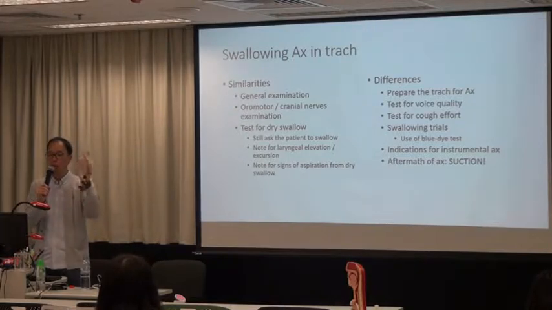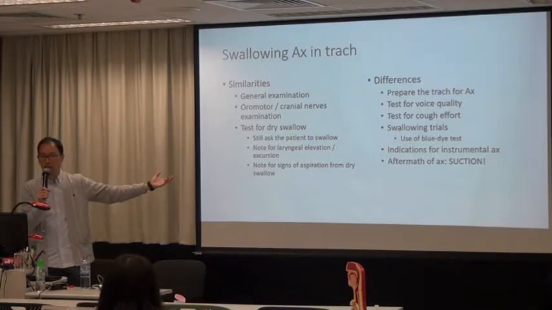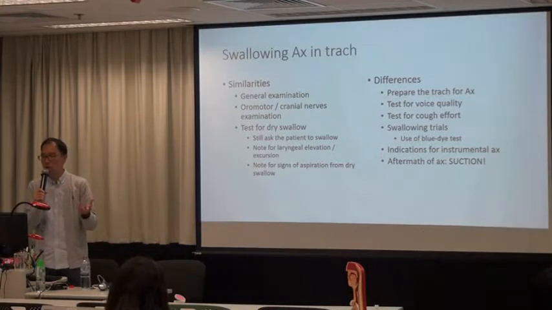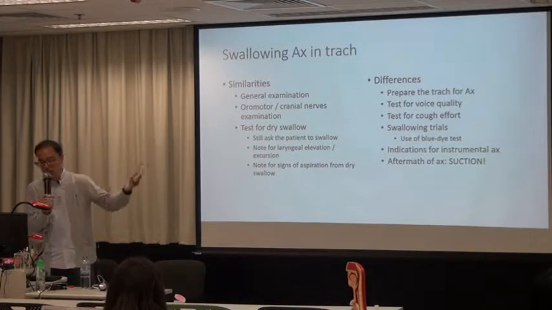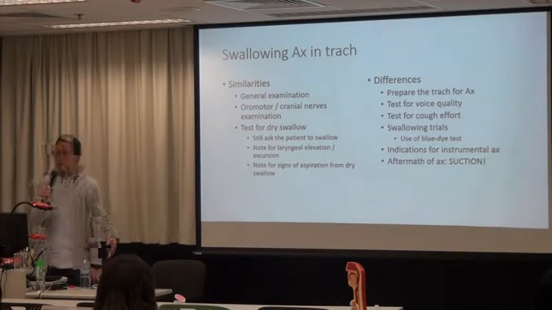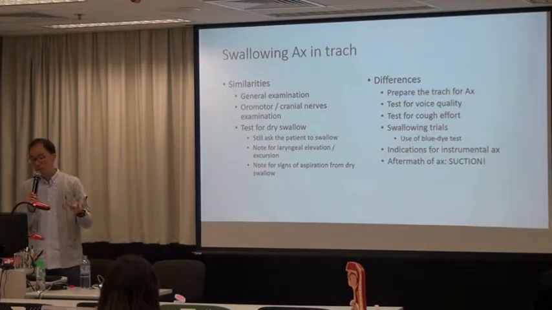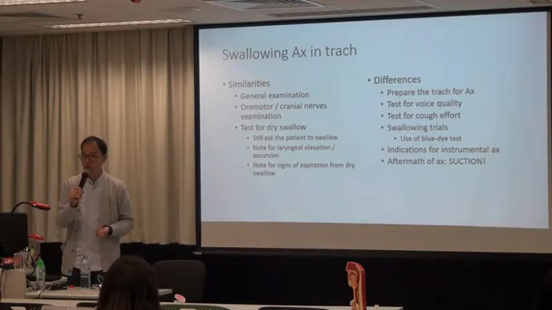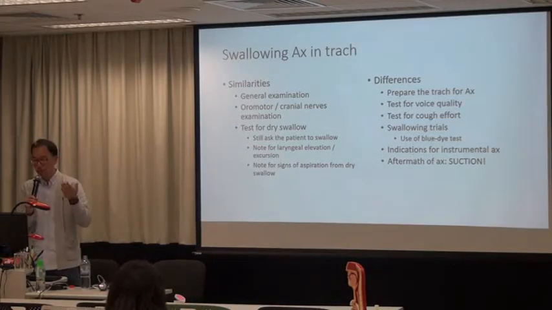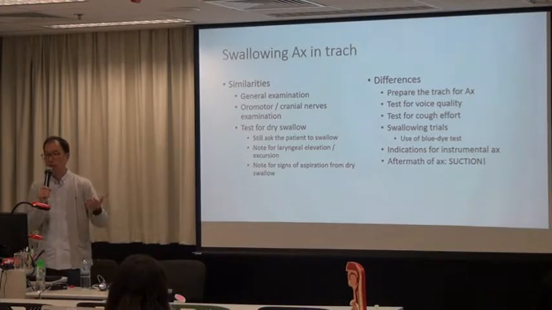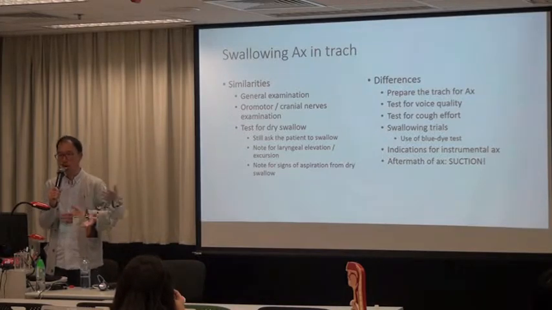The patient being with a tracheostomy tube, you can still test for alertness. You can still assess for basic communication. Being with a tracheostomy tube doesn't necessarily mean that the patient is not going to be able to follow commands, right? So you still do these things. You even go for the dry swallow. Still ask the patient to dry swallow. Note the laryngeal excursion, the elevation. Note signs of aspiration as you do your routine clinical swallowing evaluation. Don't skip this step.